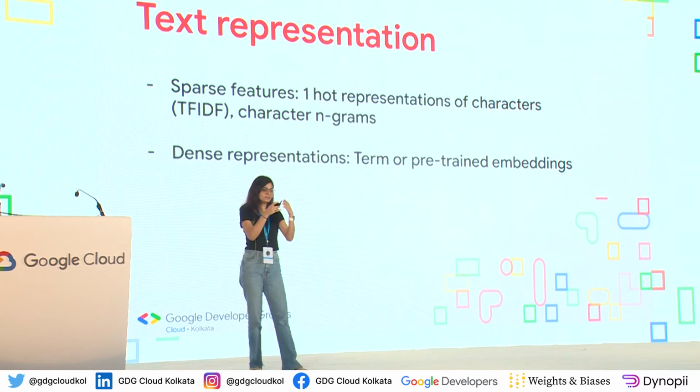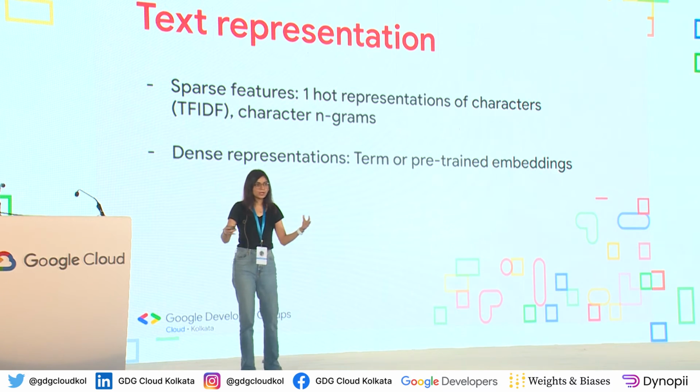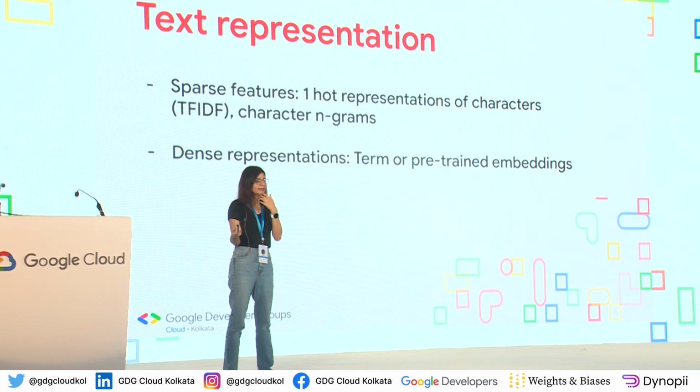What it means is that I have a list of documents, and my features are basically one-hot encoded vectors. That is, whether a term or word is present in that document or not is what it stores out of the entire vocabulary.